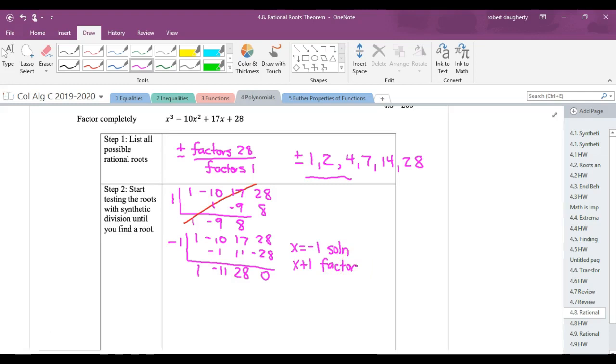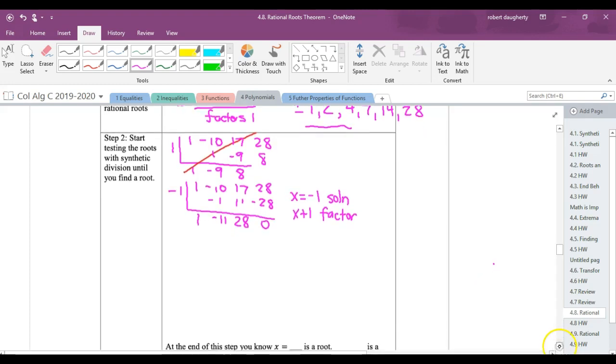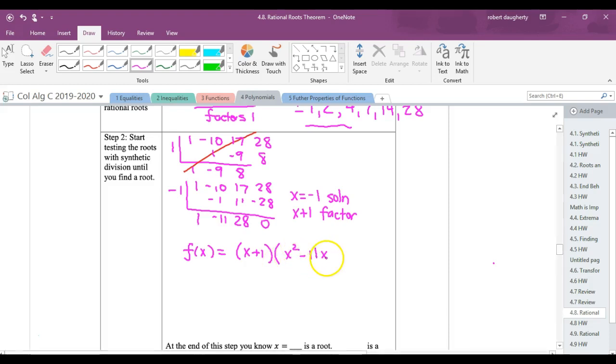So I know that this polynomial can be rewritten as f of x is equal to, what's the factor that I know? X plus 1 is the factor that I know, and then what's remaining? X squared minus 11x plus 28. Okay?